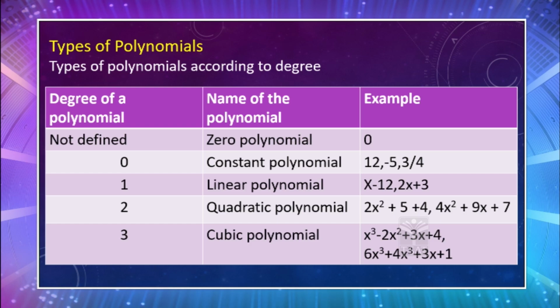If you consider some more examples like x cube minus 2x square plus 3x plus 4, 6x cube plus 4x square plus 3x plus 1. So, the degree of these polynomials is 3 only. So, simply if the degree of the polynomial is 3, such polynomials are said to be cubic polynomials. So, maybe if the degree is 4, what is the name of the polynomial? That is a biquadratic polynomial.